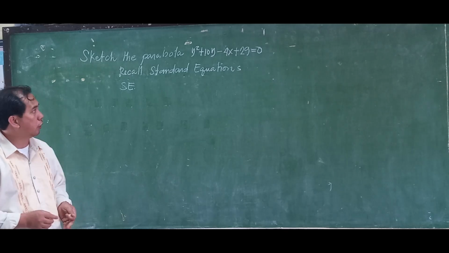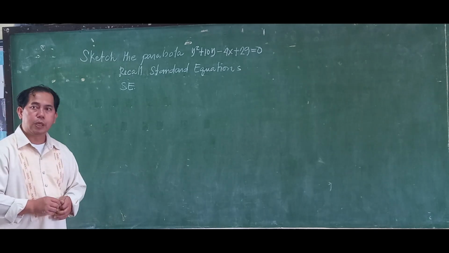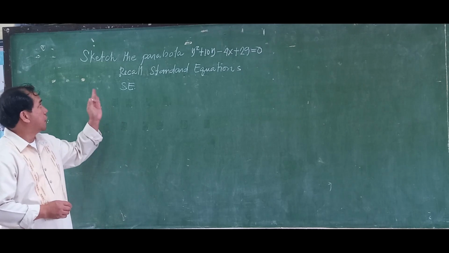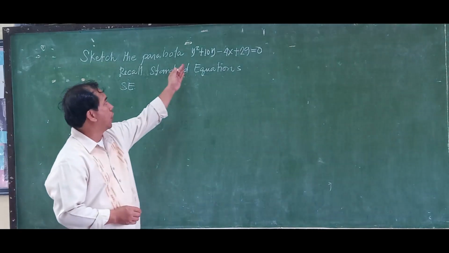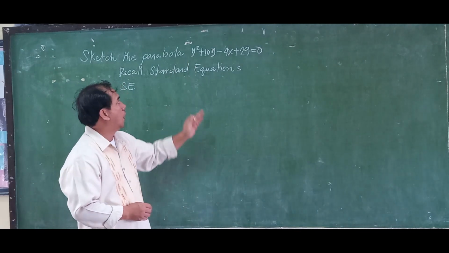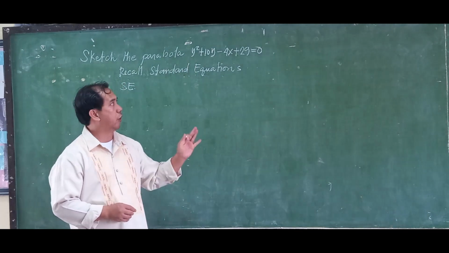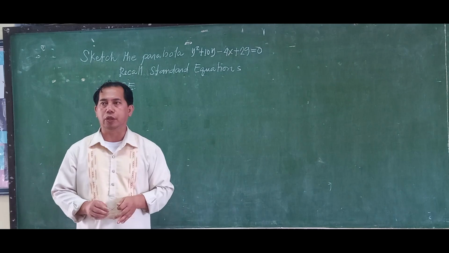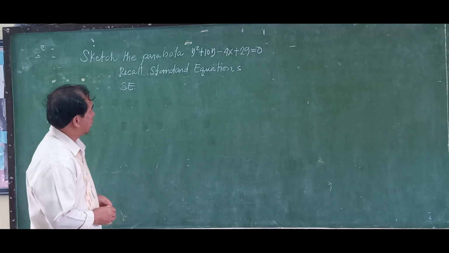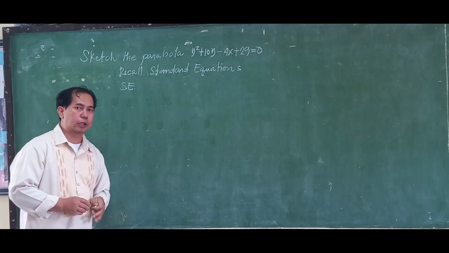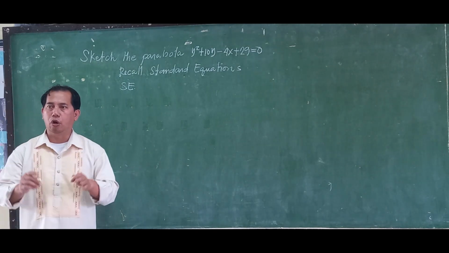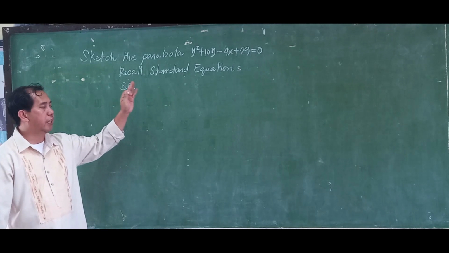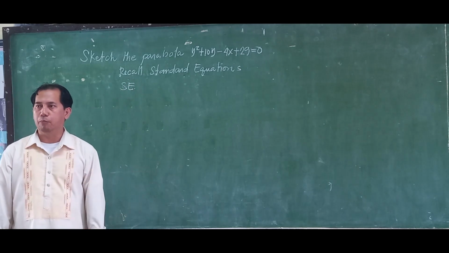Now, let's look into the problem that we have. So, we have in here: sketch the parabola represented by the equation y raised to 2 plus 10y minus 4x plus 29 is equal to 0. Notice that when we have this kind of problem, we have to recall the standard equation of the parabola.